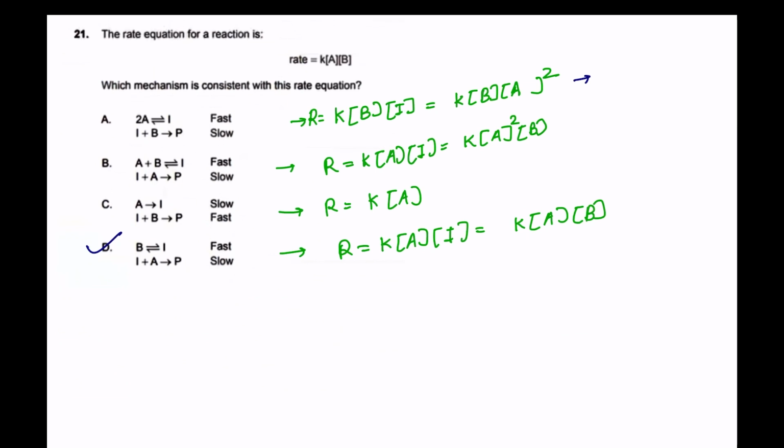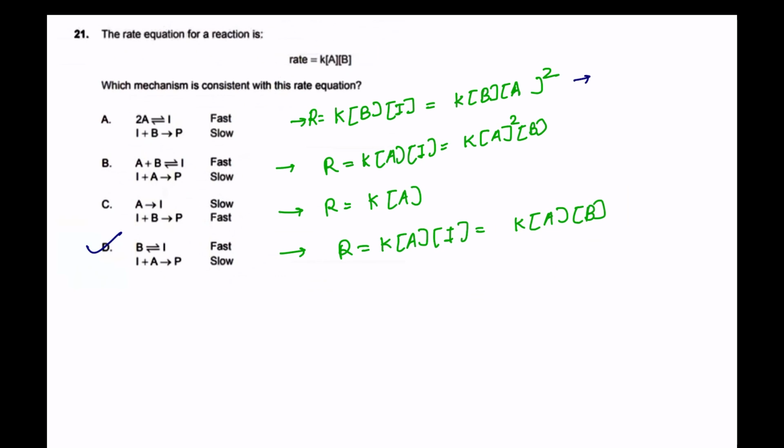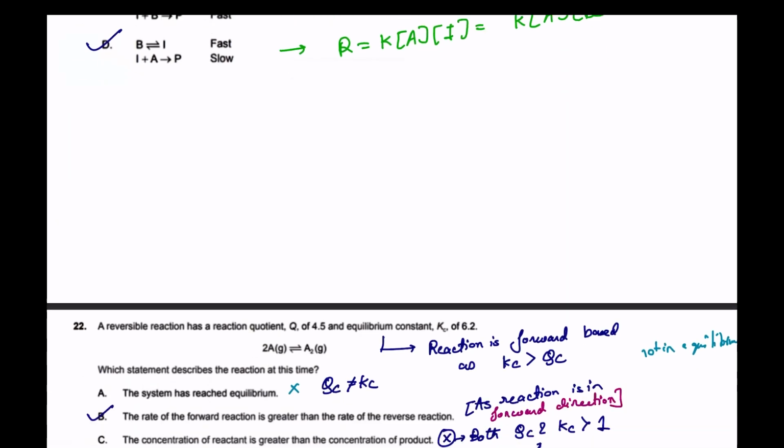Next one, A to I is slow, and I plus B to P. So writing the rate equation of the slow pathway, it becomes rate = k times A. Again, this is not correct because we need k times A times B. Now we have the last one, where it goes like this. Let's write the rate from the slowest step. It becomes rate = k times A times I. Again, this I can be replaced by Kc times B, since Kc is I by B. You can replace I here, and this will become a k dash, and here the rate equation tallies with the rate equation given in the question. So option D is the correct answer to this question.